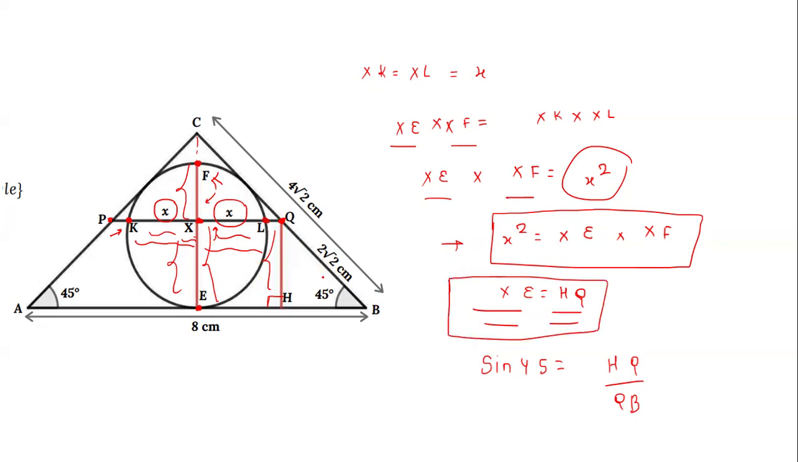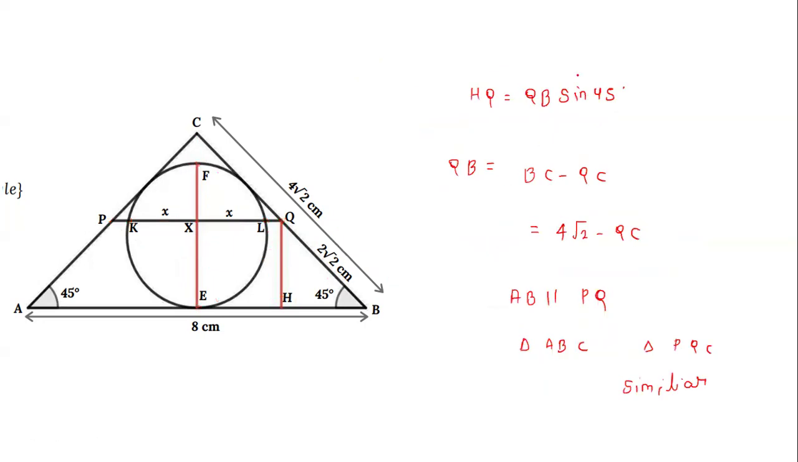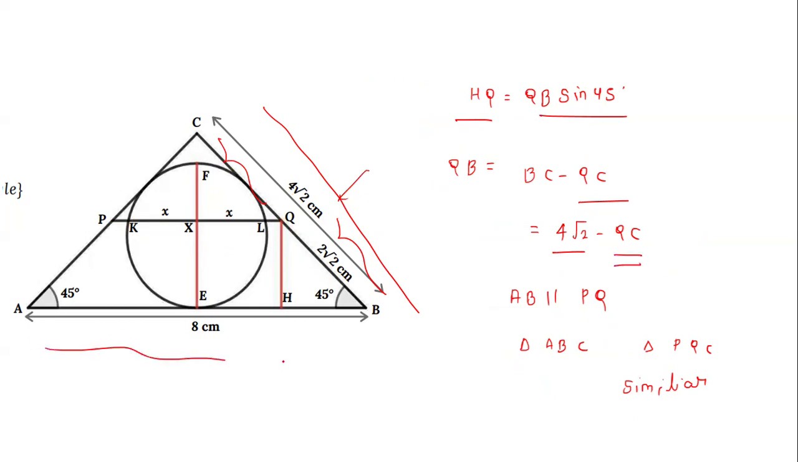And what is the value of HQ? Like this angle is 45, so we can write HQ divided by this hypotenuse QB is equal to sine 45. So from here we can write the HQ as this. And then what is the value of QB? We don't know yet. So how can we write? It is like the BC minus this QC part. BC value as a whole we know it is 4 root 2, and QC we don't know yet. But in the problem it is given that this line AB is parallel to this line PQ.